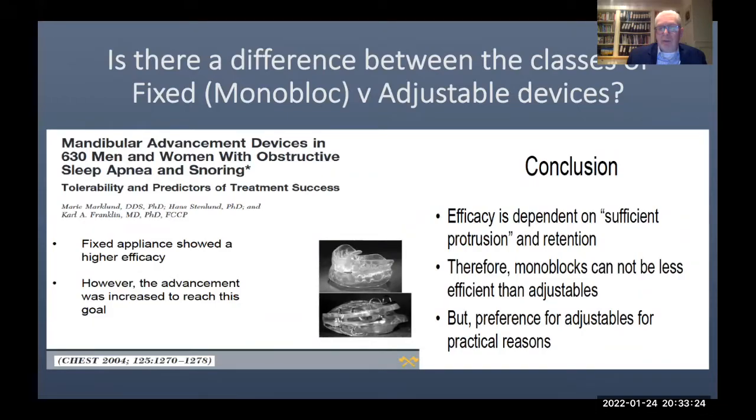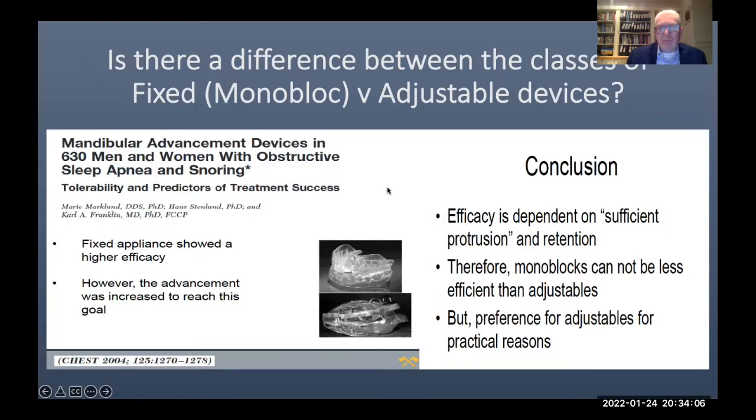So is there a difference between the classes of fixed devices, which we call monobloc or one-piece devices, and adjustable devices, which are titratable devices? Well, there isn't really, but that would depend on the skill of the clinician and the accuracy of the position that's chosen as the treatment position. Obviously, titratable devices afford the ability to move a device forward and backwards and alter the protrusive range, and sometimes the vertical component of the device also.